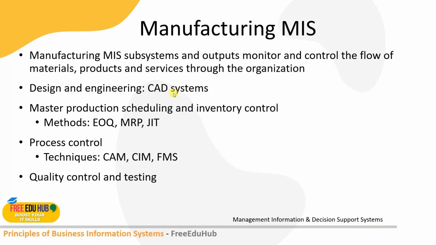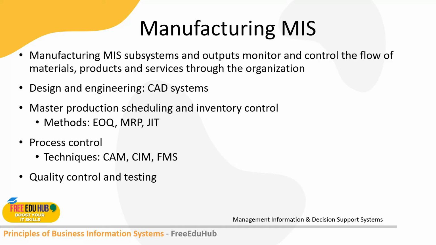It masters the production scheduling and inventory control methods. We have different methods in this one, which are EOQ, MRP, and JIT. Now, EOQ is economic order quantity. It's the quantity that should be reordered to minimize total inventory cost.